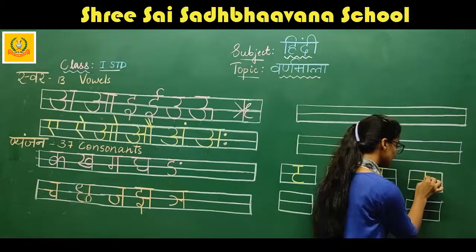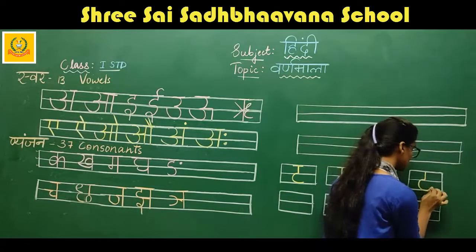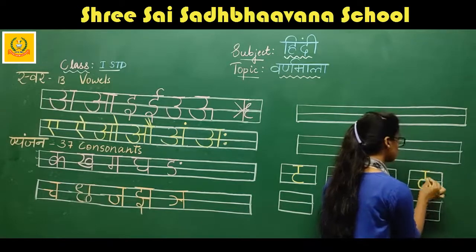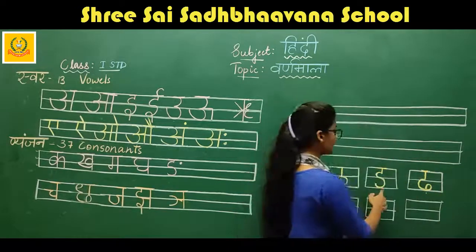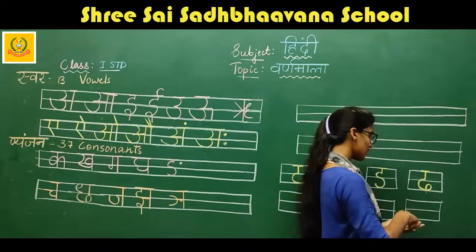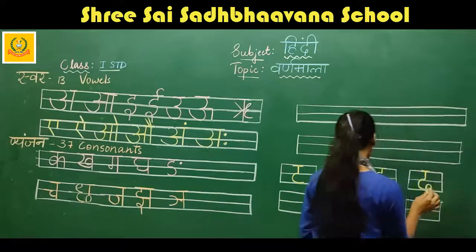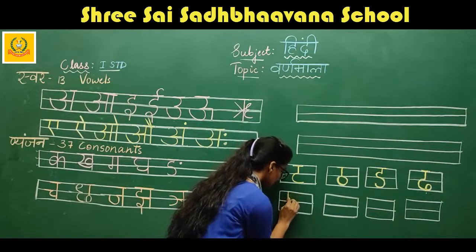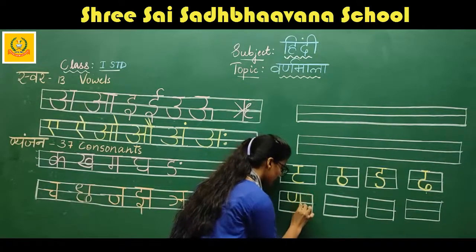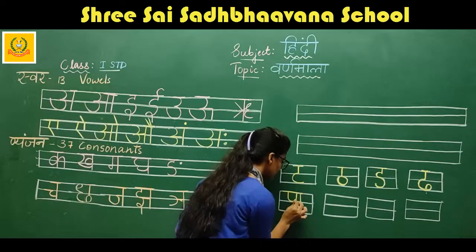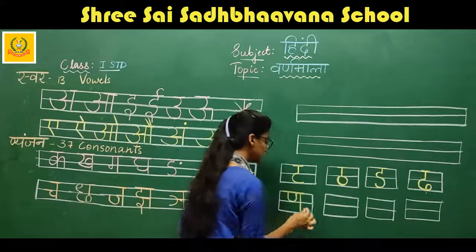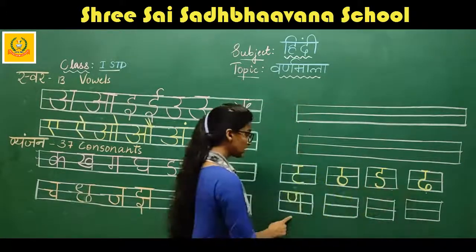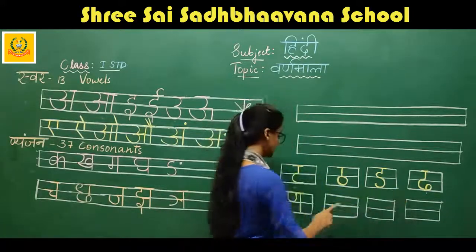One standing line, the. This is the. Ta, tha, da, dha. Na. How to write na? Na is like this. Upper curve and one standing line. This is na. Next, this is ta, tha, da, dha, na.